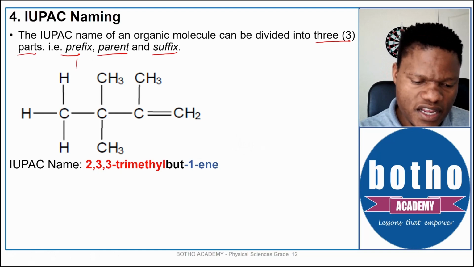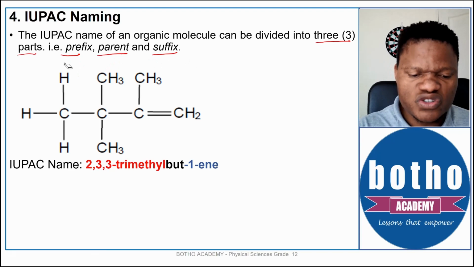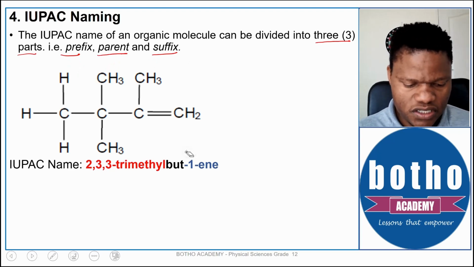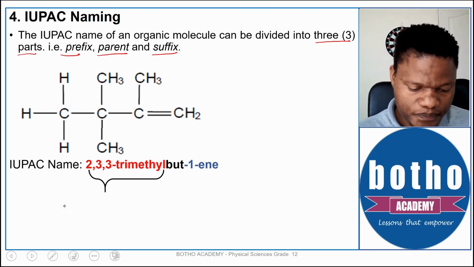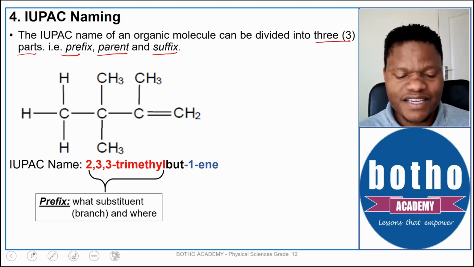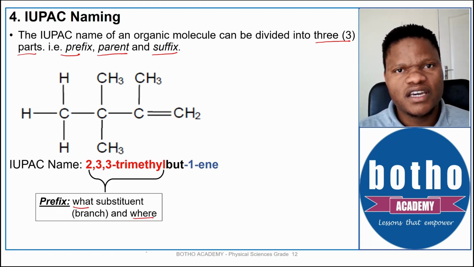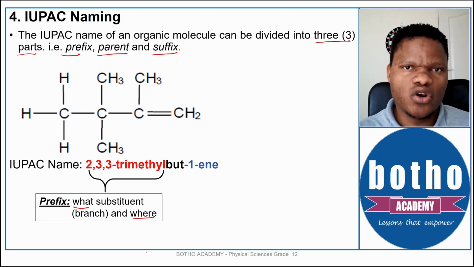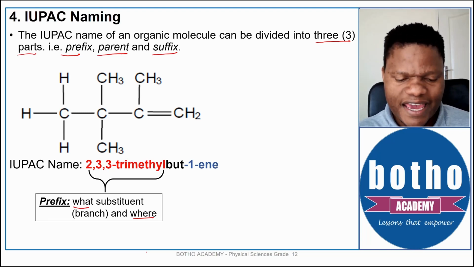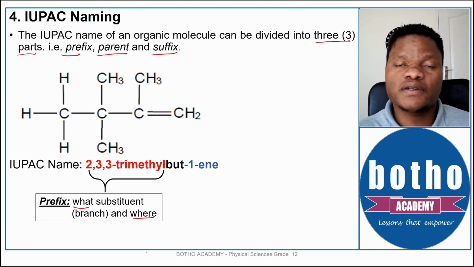Remember, we said the name is divided into a prefix, a parent, and also a suffix. We're going to discuss that just now. The first thing that we see there is what we refer to as our prefix. The prefix is telling you what is attached and where it is attached. It's telling us what substituent is attached to the parent chain, and on which carbon the substituent is attached.